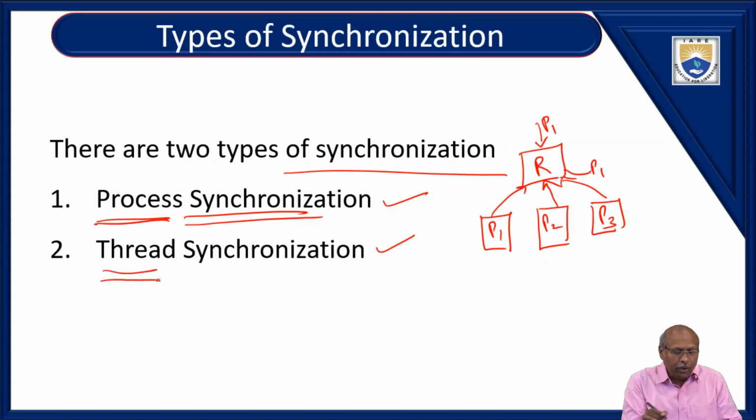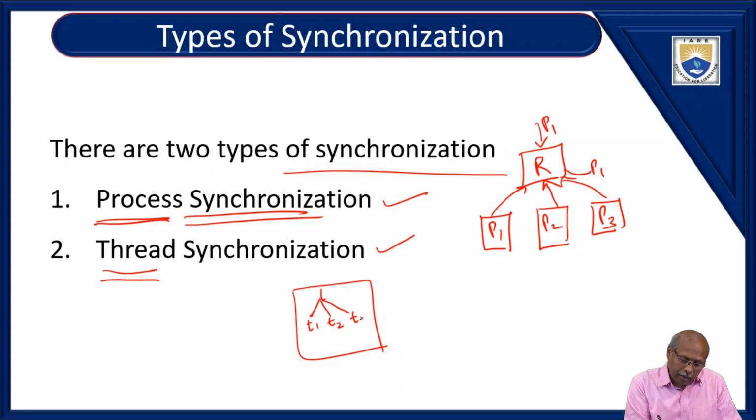Similarly, there is one more synchronization called thread synchronization. Thread synchronization means, in a single program, there may be multiple threads: T1, T2, T3. This is a process P. In a single process, you may have multiple threads. When there are multiple threads, there may be a common resource. This resource may be utilized by T1, T2 and T3. So here, I can control which thread can use it and which thread has to wait. Once T1 gets a chance to utilize the resource, T2 and T3 have to wait.